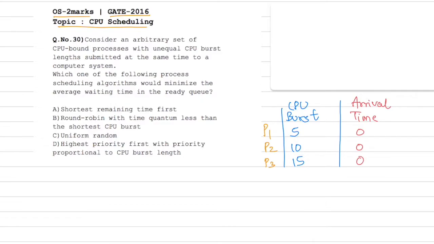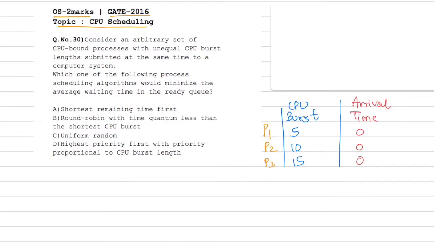Now the question reads, which one of the following process scheduling algorithms would minimize the average waiting time in the ready queue? So we are given four options, A, B, C, D, and we have to find out which one of them is going to give us the minimum average waiting time. Okay, and this is what we have noted down from the question.